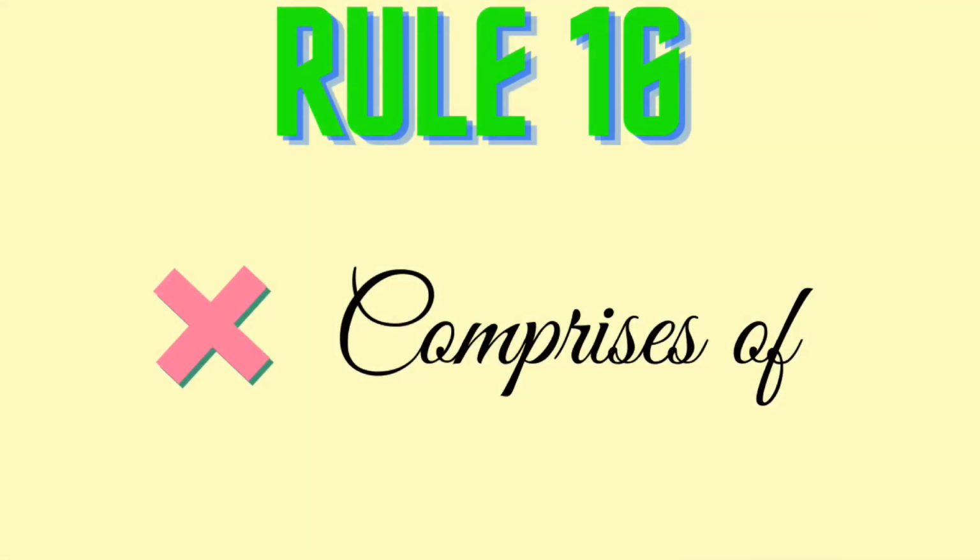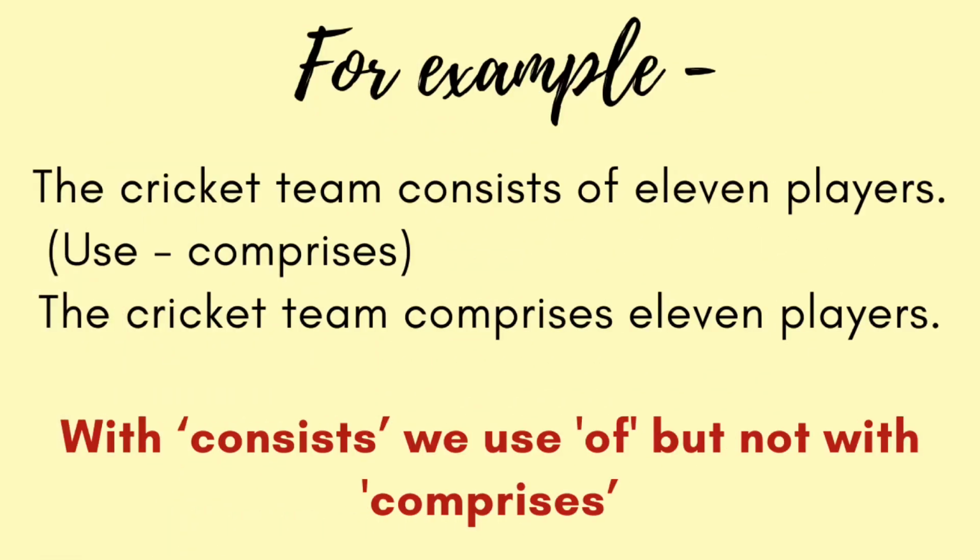Rule number 16 is comprises. With comprises, we never use of. Let's see the example. The cricket team consists of 11 players. You have to use comprises in this sentence. The cricket team comprises 11 players. With consists, we use of, but not with comprises.